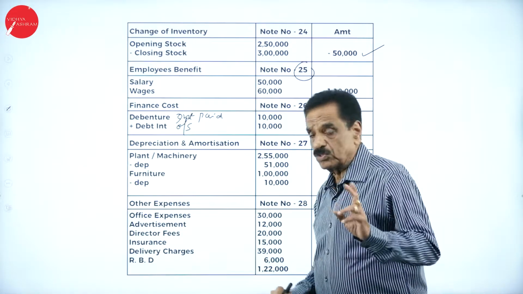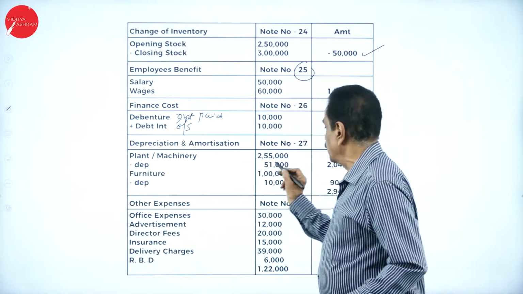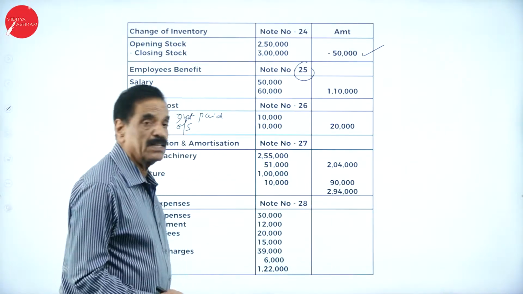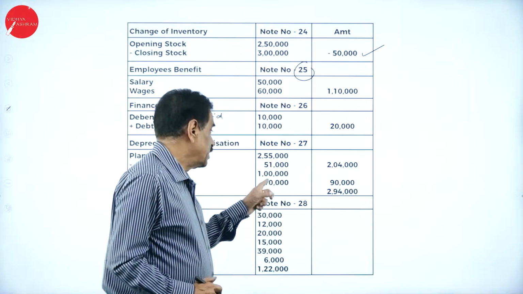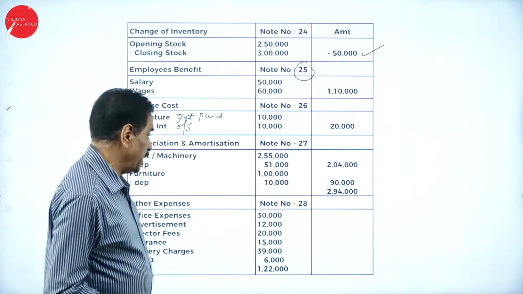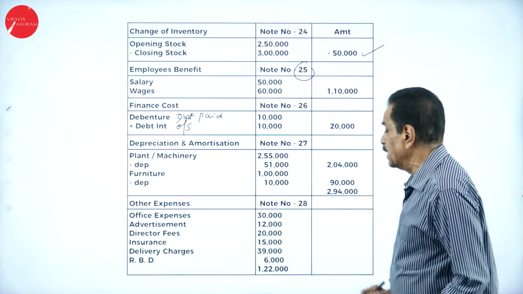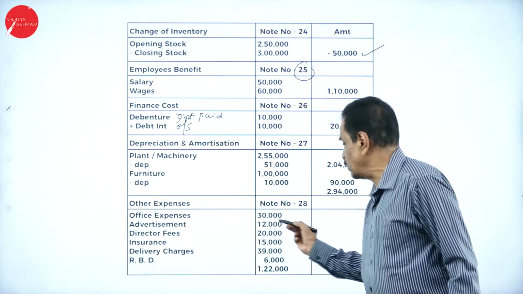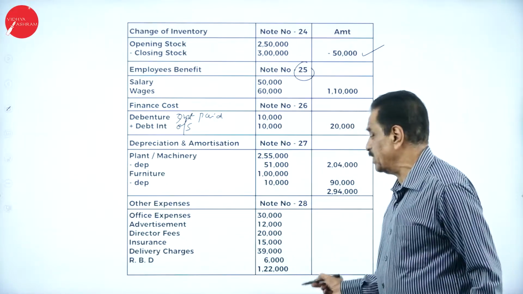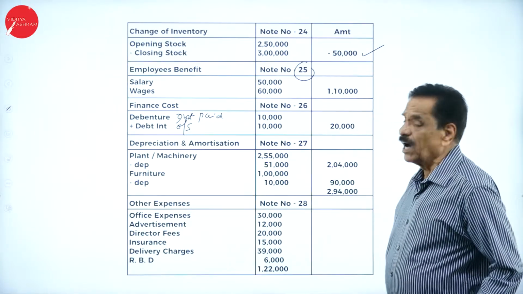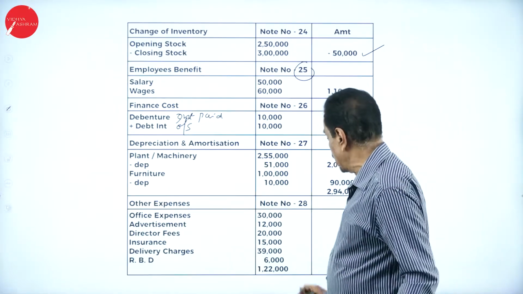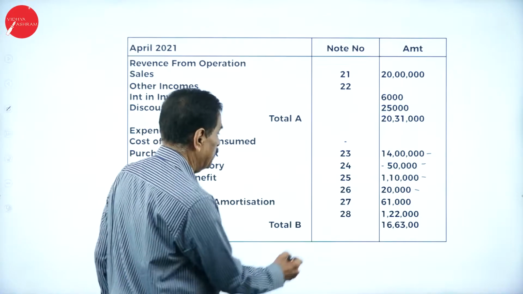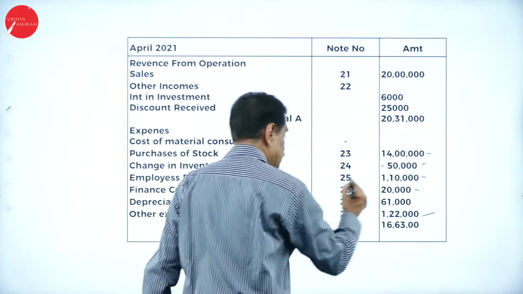Plant and machinery, you have got 2 lakh 55,000. Depreciation 51,000. Then furniture 1 lakh, 10% means 10,000, 90,000 remain. This is 20%, this is 10%, so it will work out 2 lakh 94,000. Note number 28: office expense 30,000, advertisement 12,000, director fees 20,000, insurance 15,000, delivery charges 39,000, and the RBD that we have created. All this, if you add now, becomes 1 lakh 22,000 that we have shown here. Same thing, 1,22,000.